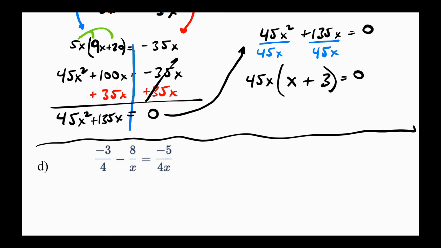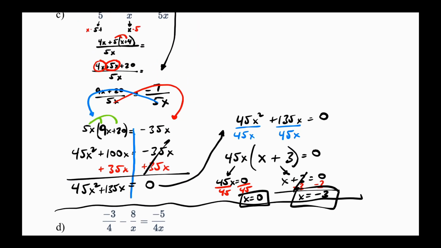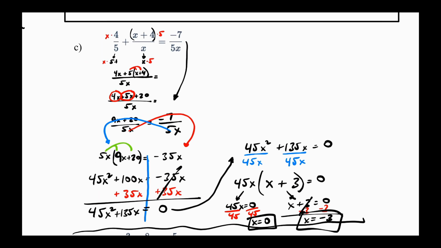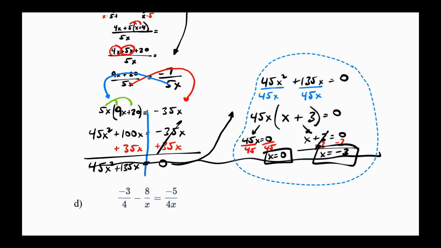Last step, separate and solve. Set them both equal to 0. Set this guy equal to 0. Set this guy equal to 0. And solve. So I get 0 for one, and -3 as the other. Move this up a little bit. It's not so cramped.